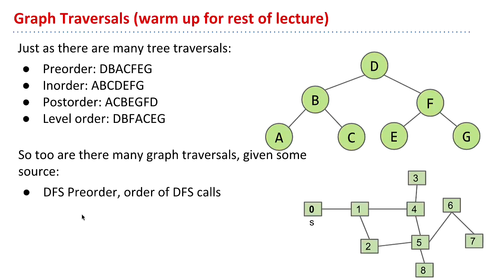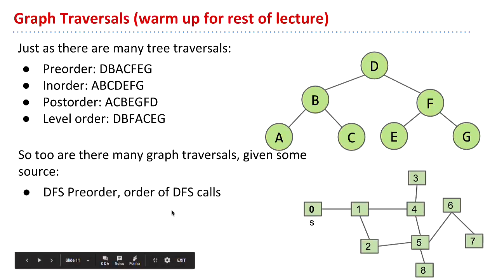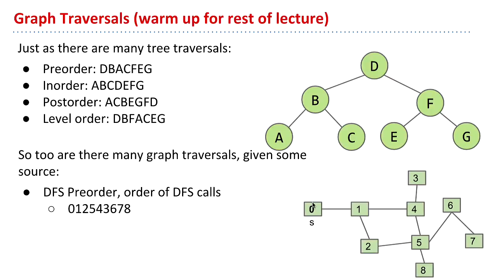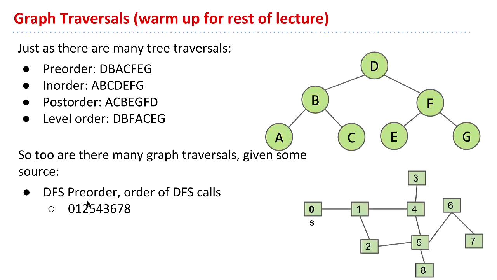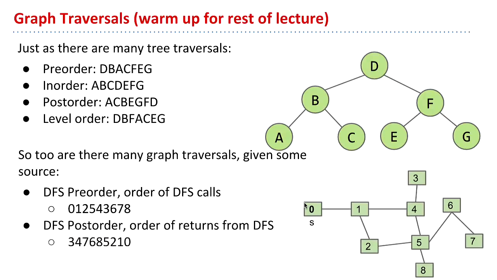We can have, for example, the DFS pre-order, which is the order of DFS calls. And so we had on this graph, it's 0, 1, 2, 5, 4, 3, 6, 7, 8. How do we compute this? Well, we just run that demo we did before, so that's where that came from. There's DFS post order, which is the order in which we return. Anybody remember what the first one was that we returned from? 3. So 3 is the first one on this list.